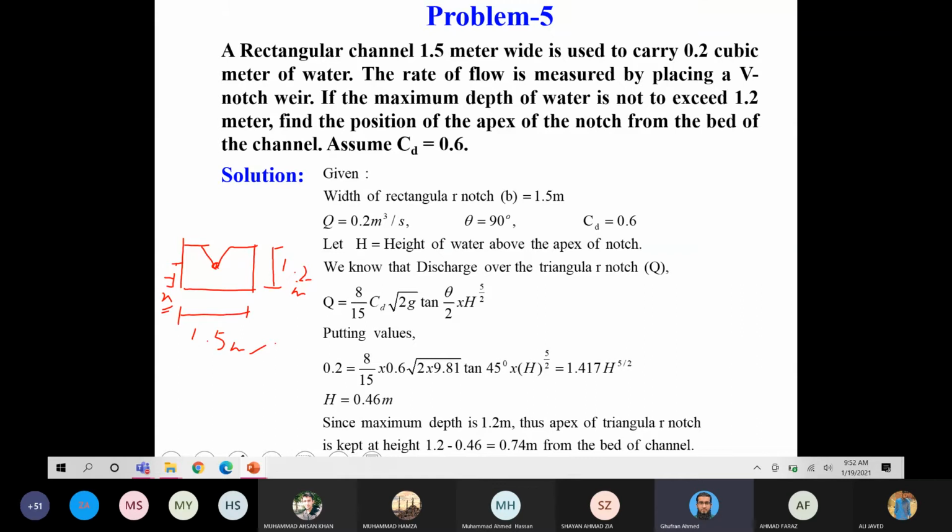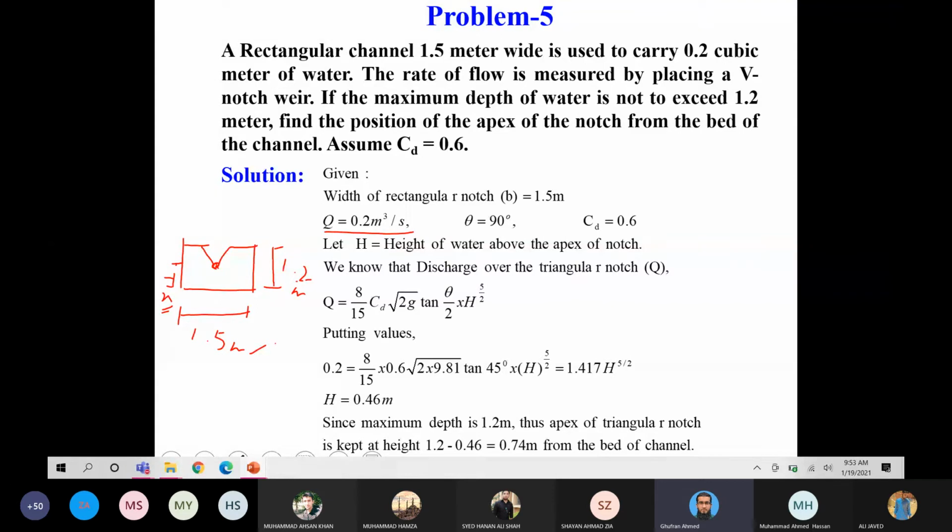बात समझ आई है क्या फाइंड करना है? क्वेश्चन किसको समझ आ गया? यस सर, समझ आ गया सर, पूरा पार्ट समझ नहीं आया सर, ये रिपीट कर दें। मैं रिपीट कर रहा हूं: एक रेक्टेंगुलर चैनल है जिसकी विड्थ 1.5 मीटर है और उसमें से 0.2 cubic meter of water flow कर रहा है, ठीक है? Q is given. The rate of the flow is measured by placing a V notch.